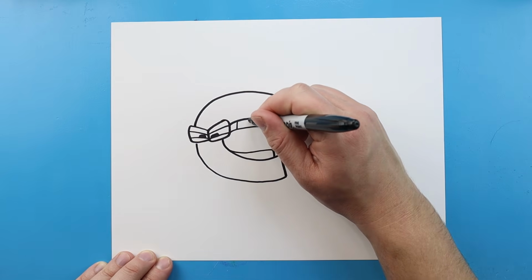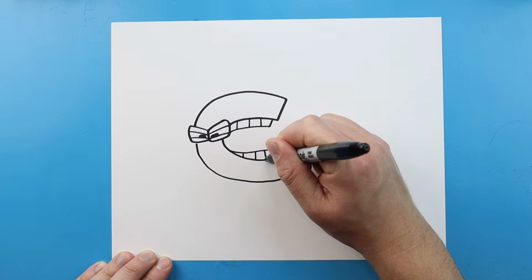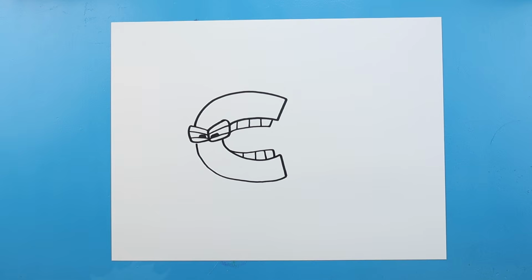Next, I'm just going to draw 3 little lines down, and the same thing here, 1, 2, and 3 lines down. And there you go, there is your drawing of the letter C from alphabet lore. I'm going to fast forward and start coloring this.